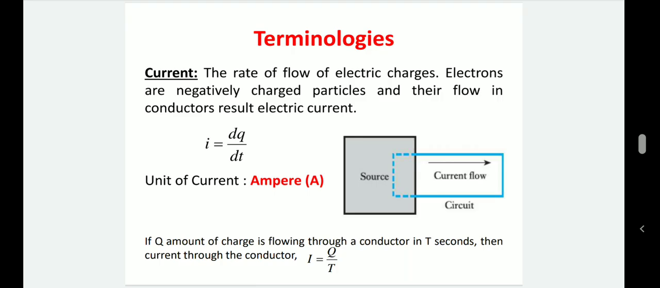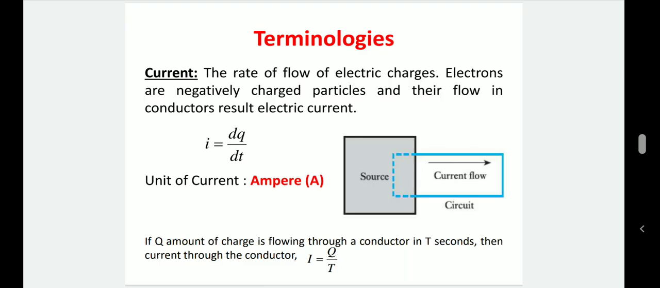So the equation for current can be written as I equals dq by dt, that is the rate of flow of electric charges. So q is the charge, dq is the change in charge and dt is the change in time. Okay, so current is the rate of flow of electric charges. The unit of current is ampere, we all know ampere, and it is denoted as A.